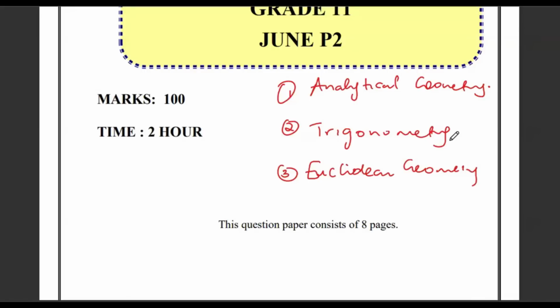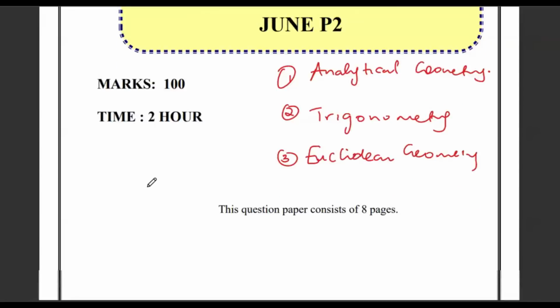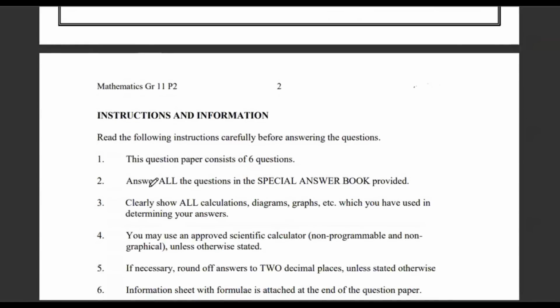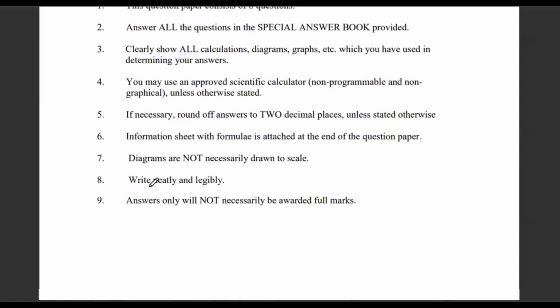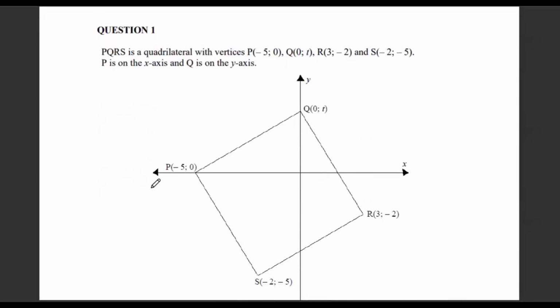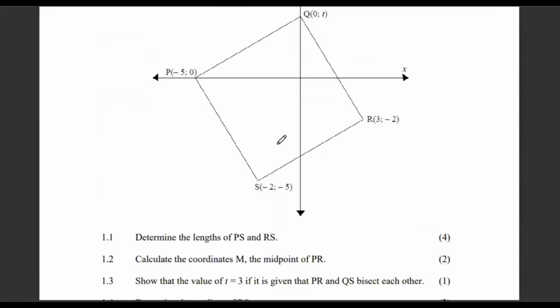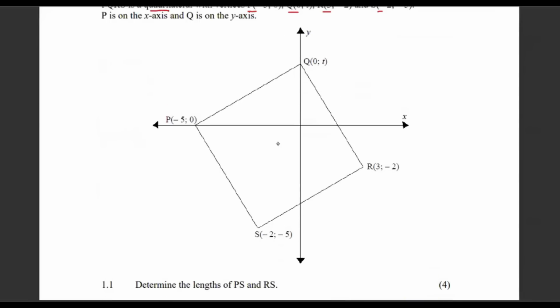Now I want us to go step by step through some of the questions that we've selected, and let's guide you on how questions could be answered or approached. So instructions, we have 6 questions that we're going to answer. Question number 1 is the analytical. They're telling us that PQRS is a quadrilateral with these vertices. We have all that information within the diagram.